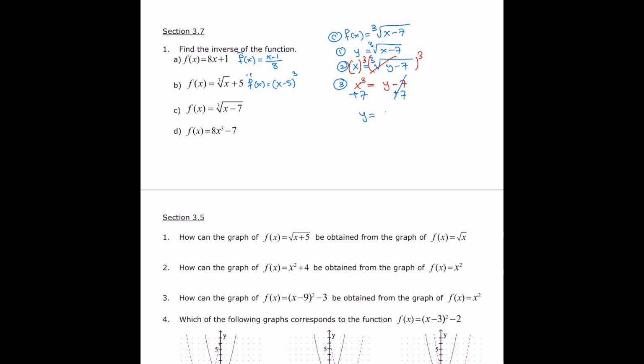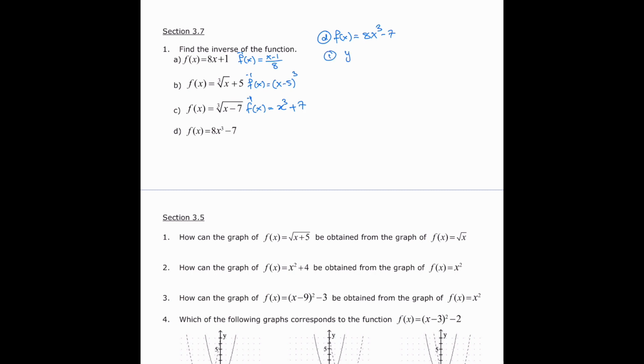We will have y equals x cubed plus 7, and now we're going to write y as f inverse of x is equal to x cubed plus 7. So inverse f of x is equal to x cubed plus 7. Lastly, number D. So D, we have f of x is equal to 8x cubed minus 7.